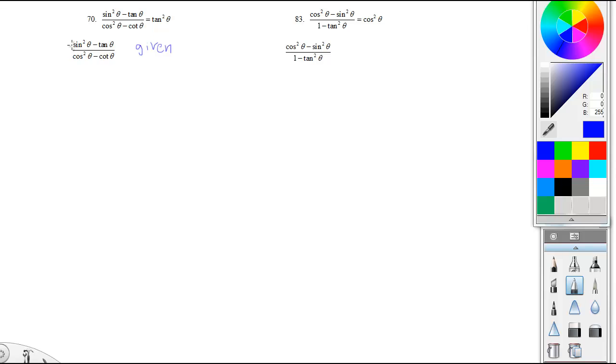This is problem 70 from the textbook, and we're going to get started. So sine squared minus tan theta over cosine squared minus cotangent theta. The first thing that I think would be a good idea for this problem is to rewrite the tangent as sine theta over cosine theta.